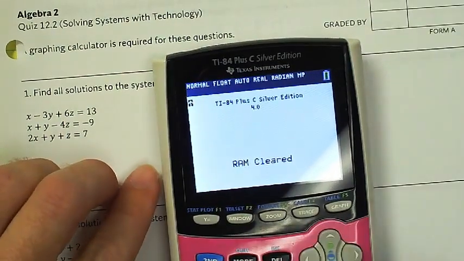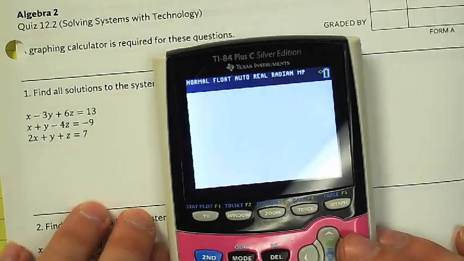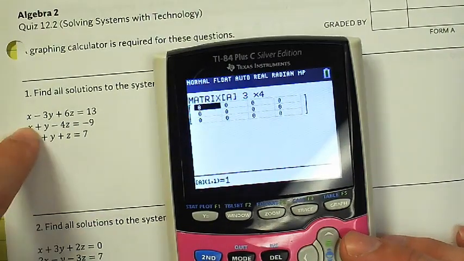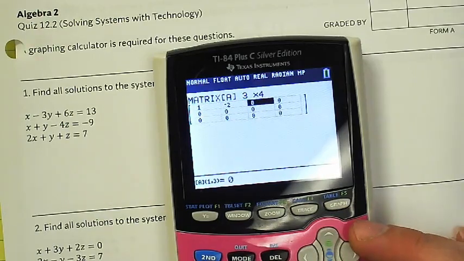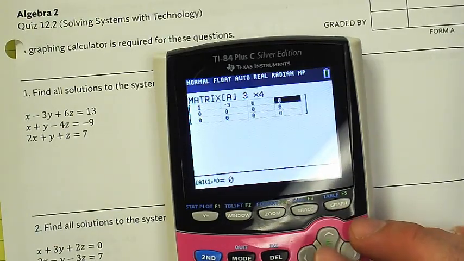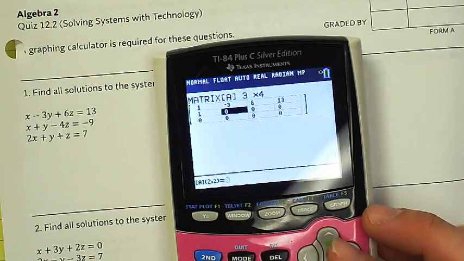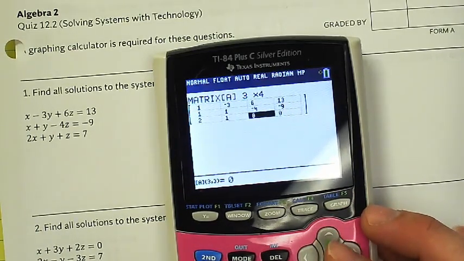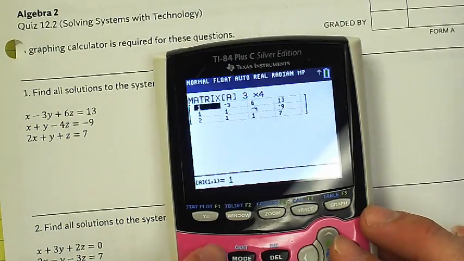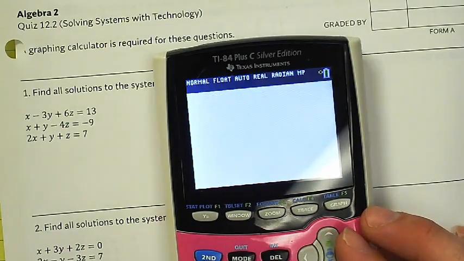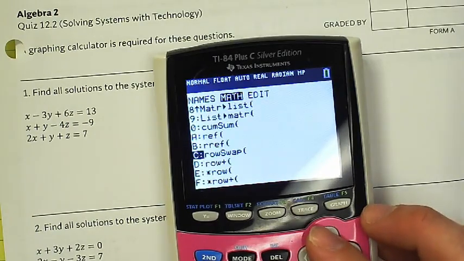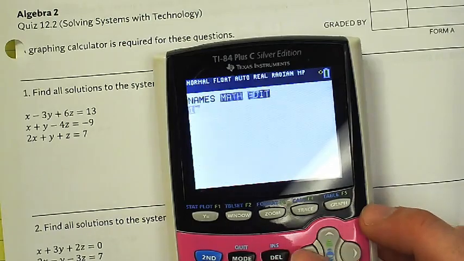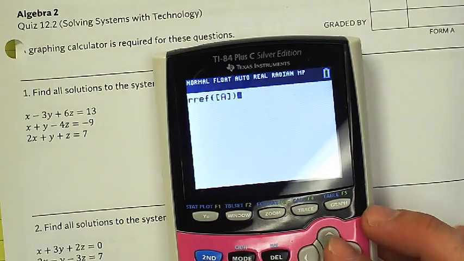So we're going to go into the matrix menu, edit matrix A, and ask for a 3 by 4. We're just going to type in the coefficients here: 1, -3, -2, -3, 6, 13, 1, 1, -4, -9, 2, 1, 1, 7. And then we're going to ask the calculator to do RREF on matrix A.